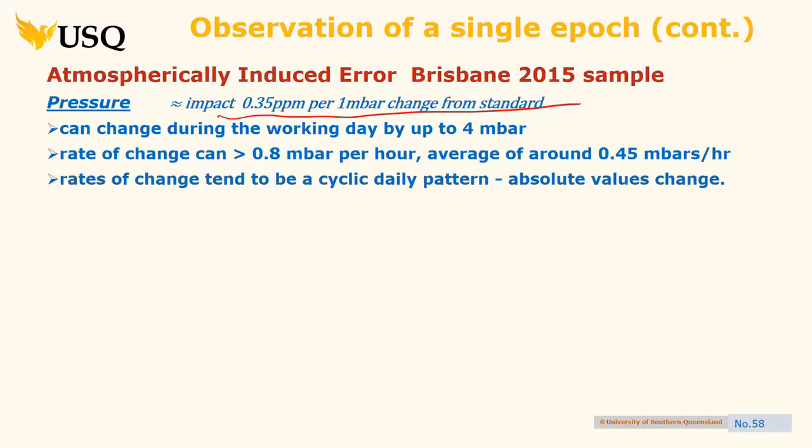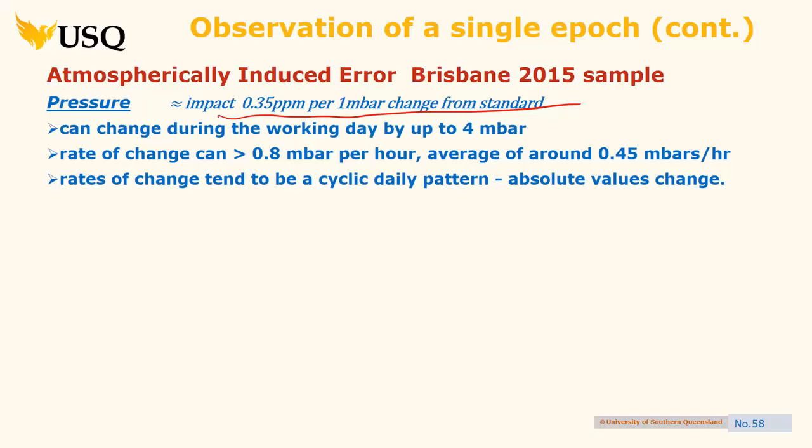Yes? No? Okay. If it can change in a working day by up to 4 millibars, that means if you weren't measuring the pressure correctly, it could change by roughly half, you know, 1.5 to 2 millimeters. That's a fair bit if you're trying to go for precision accuracy, right?